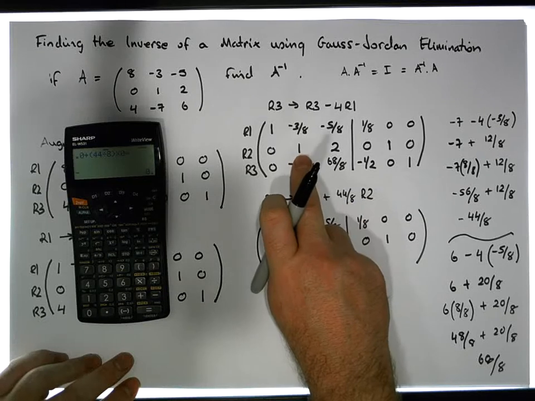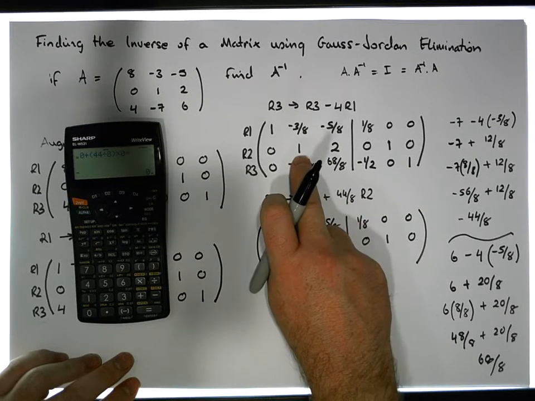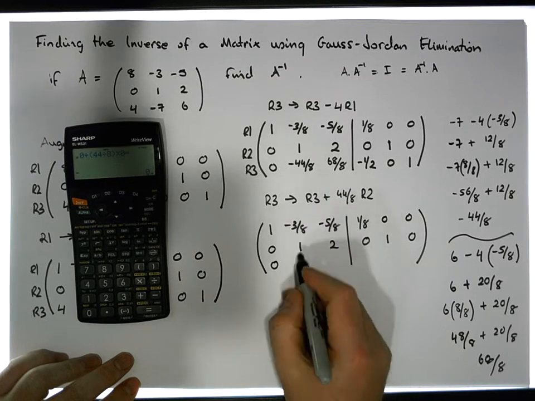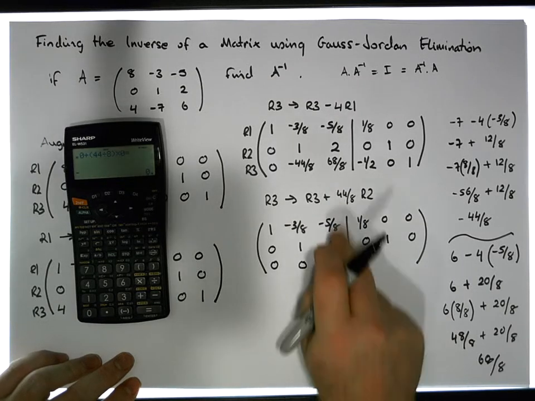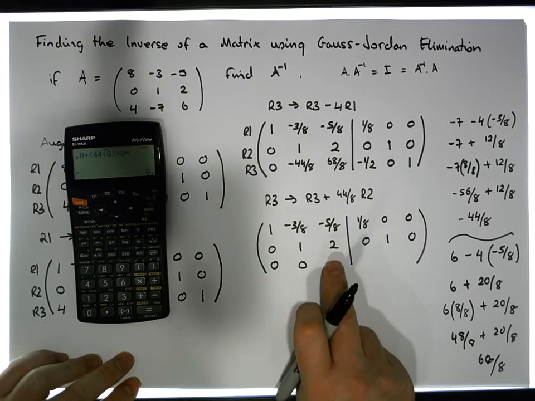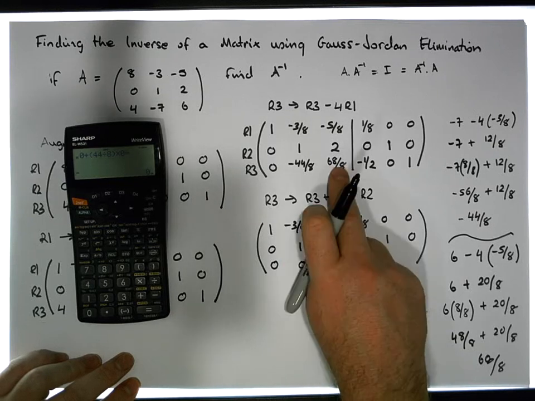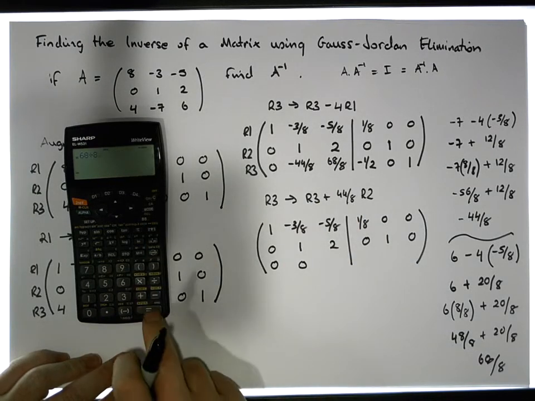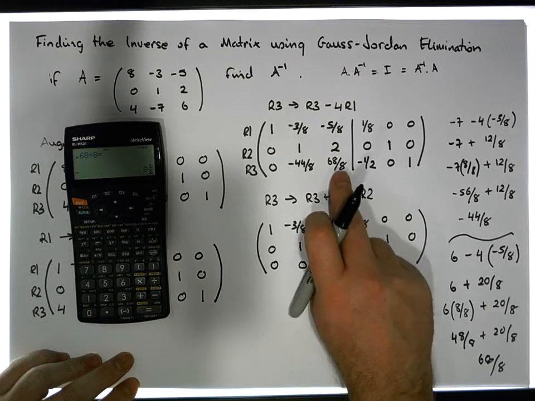2's current value, which is a 1. So it's 44/8 times 1 gives us 44/8. So when I add these two things here together, I'm going to get a 0 here. What goes in here is row 3's current value, which is 68 divided by 8.